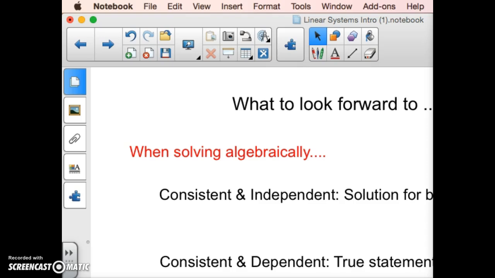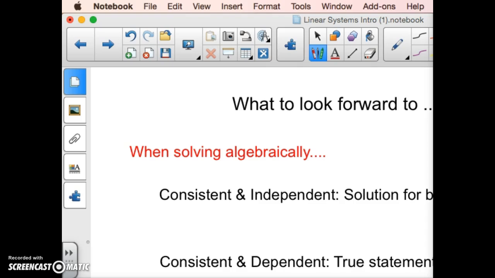All right, now something to look forward to when we solve algebraically, and this will be coming up next. When you have a consistent and independent case, you'll have solutions for both x and y. So when you work things out, you'll get x equals, and this is an example, x will be 2, y will be 3, indicating that you'll have a point at 2, 3 where the two lines would cross.